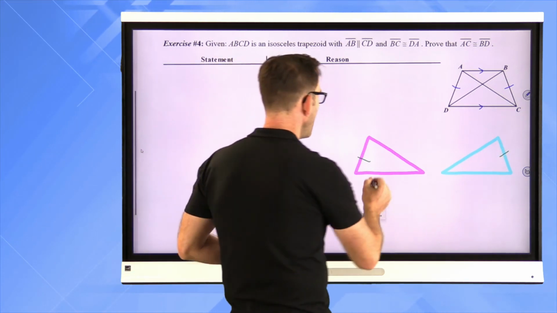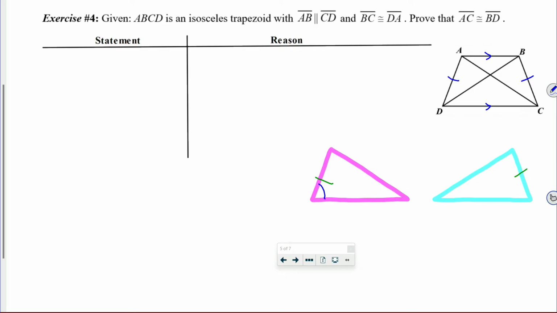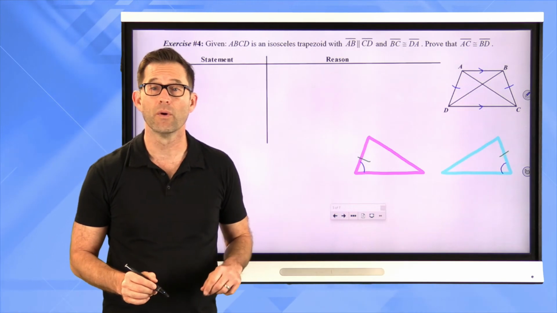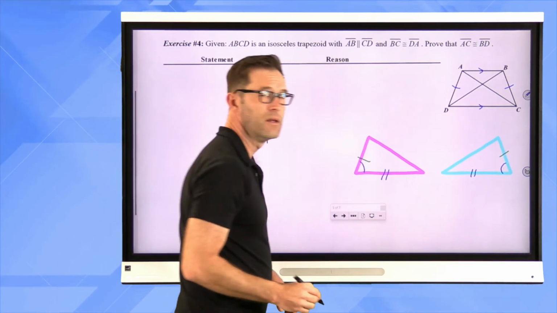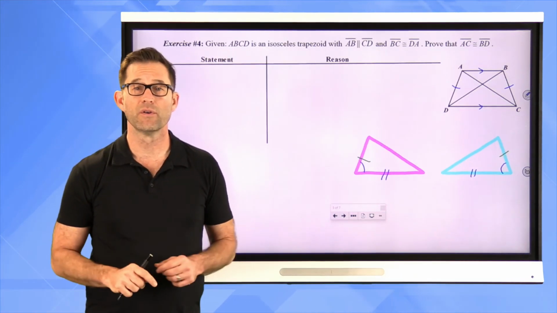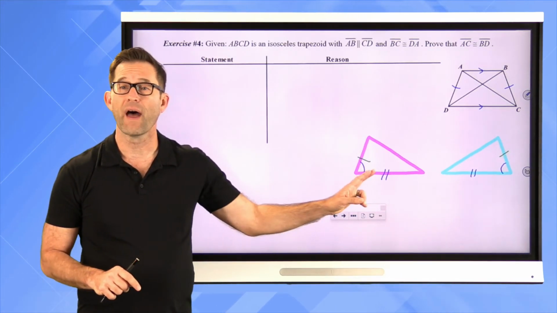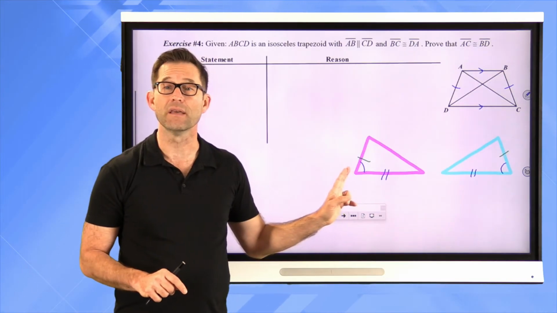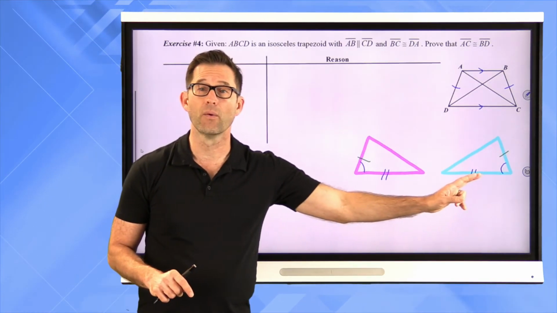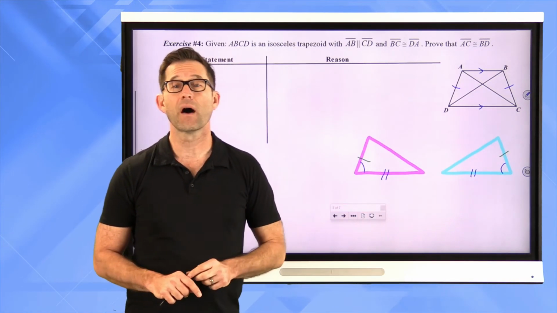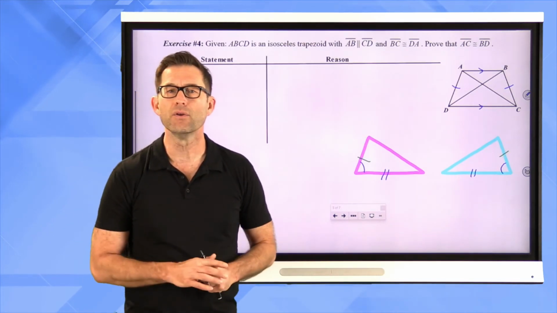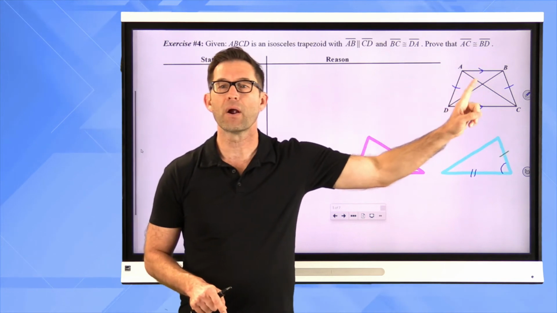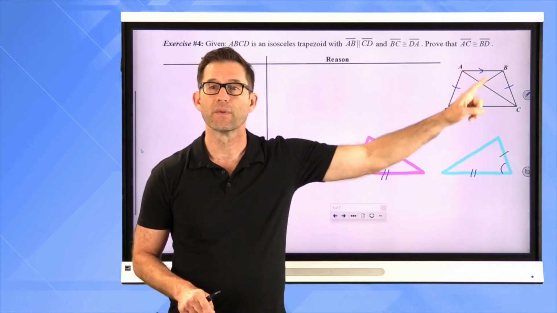Because it's an isosceles trapezoid, I know that its base angles are congruent, so I know that those two are congruent. And finally, this is a shared side, so I know that it's congruent to itself. And therefore, that particular triangle, which is ADC, will be congruent to that particular triangle, which is BCD, by the side-angle-side triangle congruence theorem.